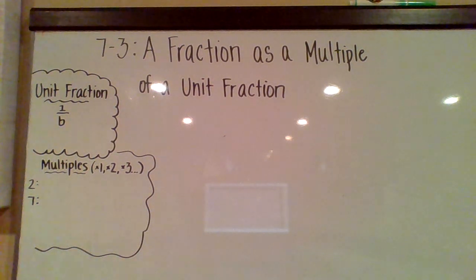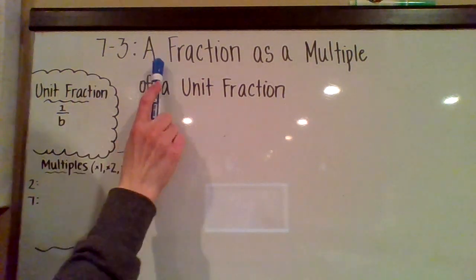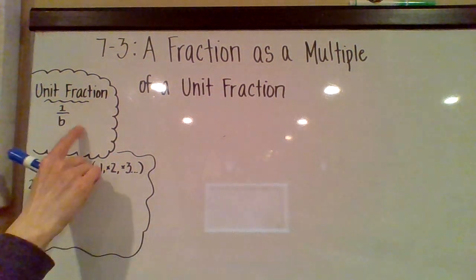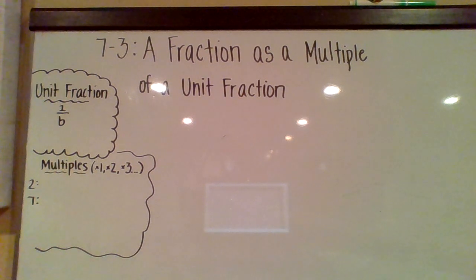Now, today's lesson, we're going to be doing lesson 7.3, which is a fraction as a multiple of a unit fraction. So before we begin, let's go over what a unit fraction is. In your mind, think about what you remember about a unit fraction. And this is your hint. It's like 1 over b. So say out loud what you think a unit fraction is. So if you said a unit fraction is any fraction with 1 in the numerator, you're correct.